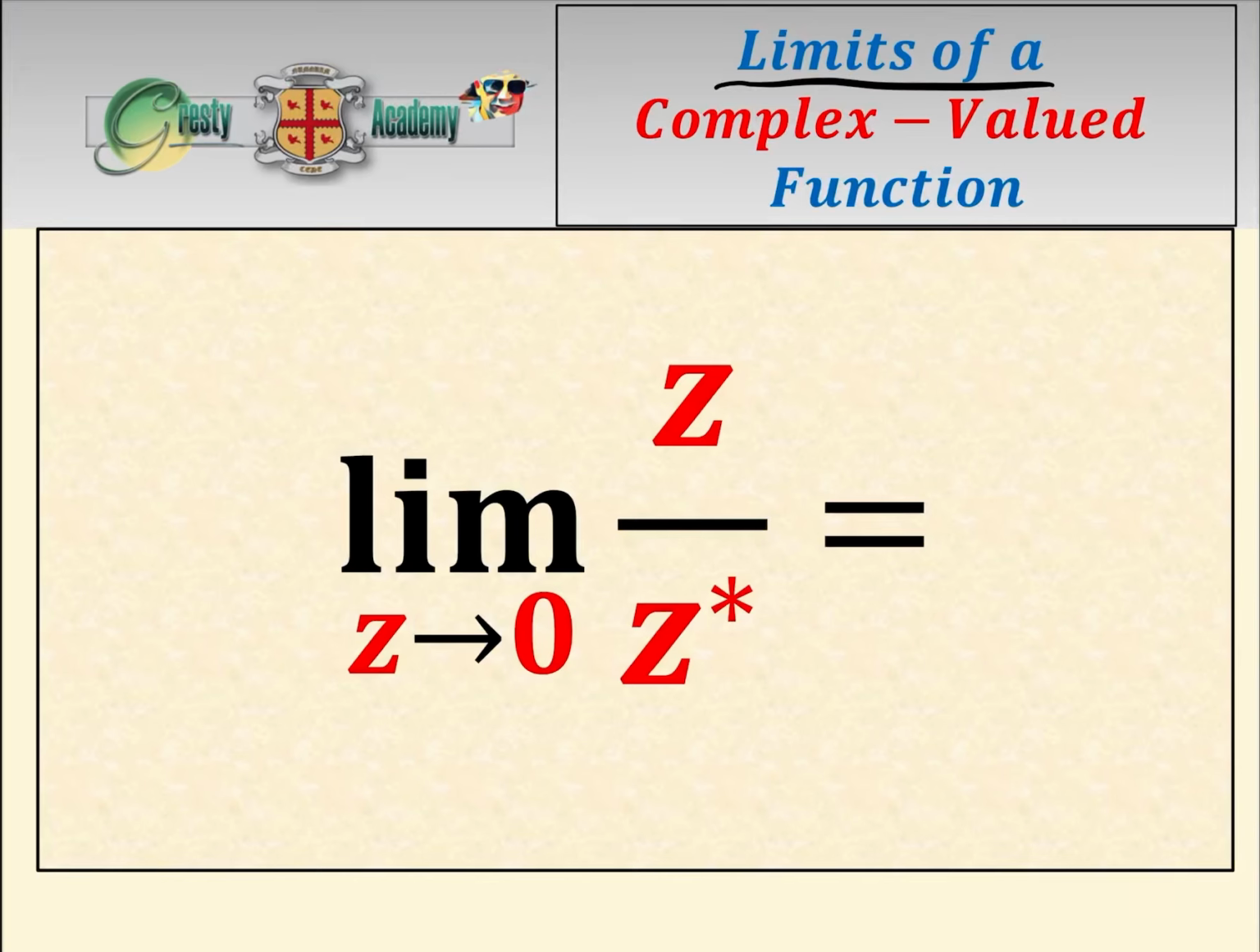So today we're going to be looking at limits of complex valued functions, and the function we're going to be looking at is a fairly simple one, z over conjugate of z, and we want to find the limit as z approaches 0. We want to find what that is.